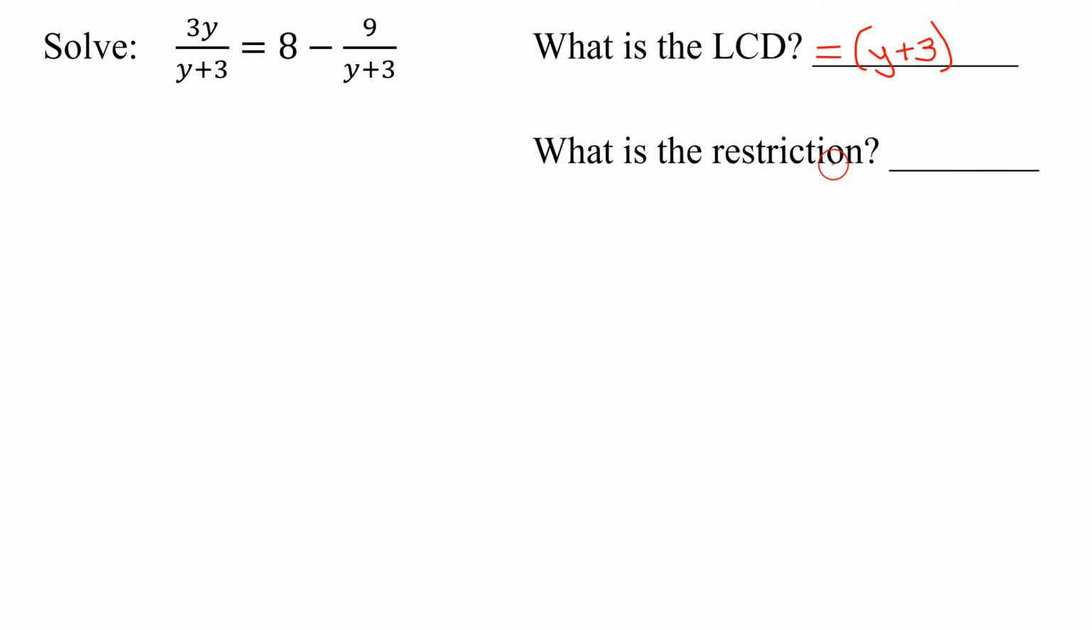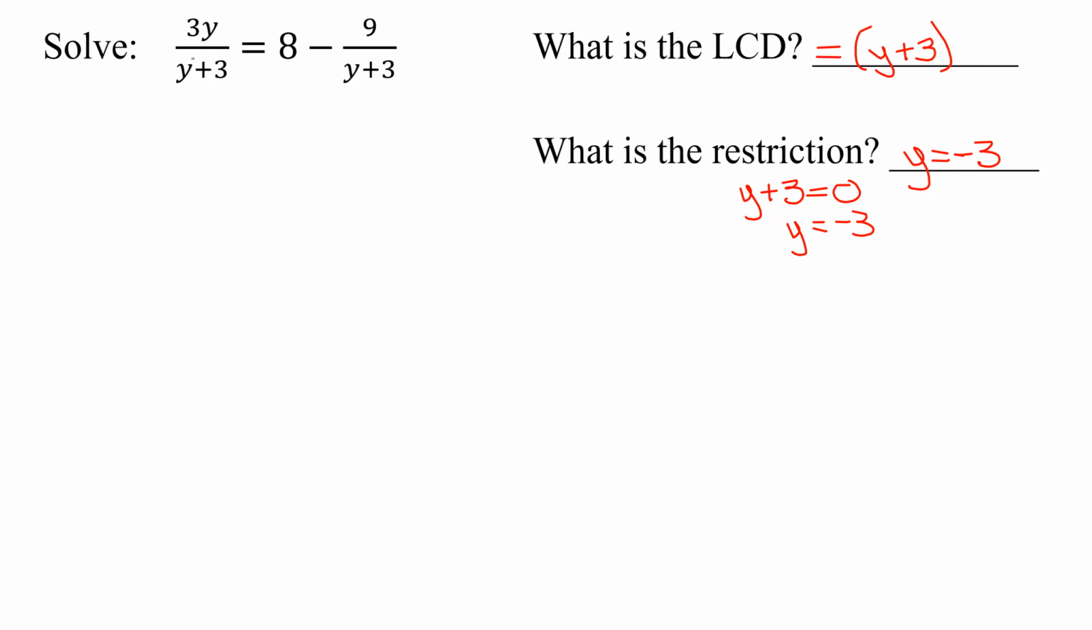Now I need to write down what restrictions there are on my variable. When you have variables in the denominator, there are values of that variable that make the denominator 0, and we cannot divide by 0. So to find the restrictions, you set your denominator equal to 0. So I get y+3 equals 0, simple linear equation, subtract 3 from both sides, y equals -3. So that is the one value for the variable y that it cannot take on because it will make this denominator and this denominator equal to 0.